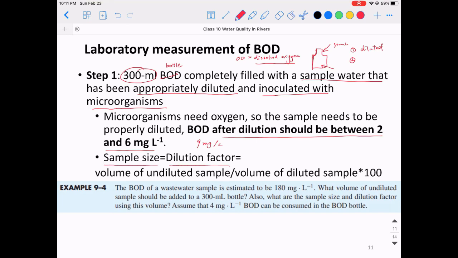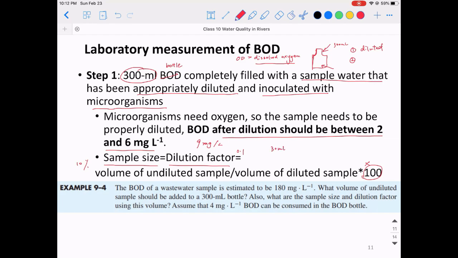Okay, and because of this dilution process, we can define some parameters. We define a term called the sample size or the dilution factor. The sample size is a parameter that's shown in fractions. Let's say if the sample size is 10%, it simply means the dilution factor is 0.1. The sample size or the dilution factor is defined as the volume of the undiluted sample divided by the volume of the diluted sample. If it's sample size, then you need to multiply this number by 100. If it's dilution factor, you don't have to consider that.